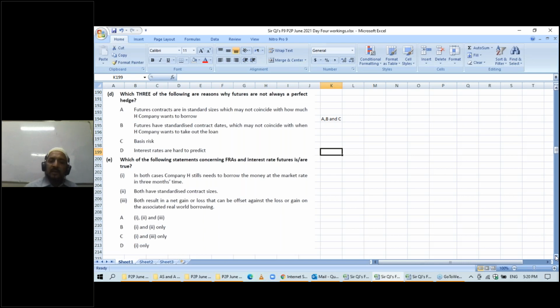Okay, both result in a net gain or loss that can be offset against the loss or gain on the associated real world borrowing. So that's correct. So the gain we earn in the futures market, or the difference we receive from the forward rate agreement, will compensate us for the real borrowing, right? So this is also correct. So 1 and 3 are correct. So the correct answer is C.